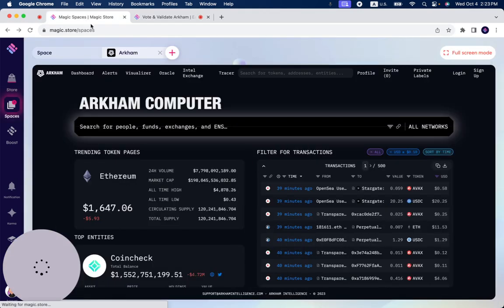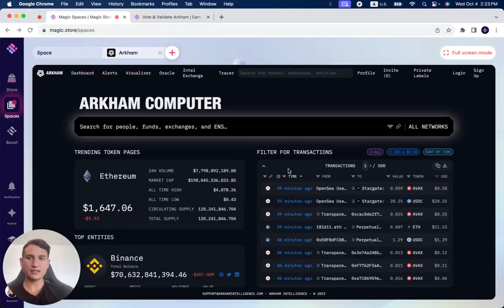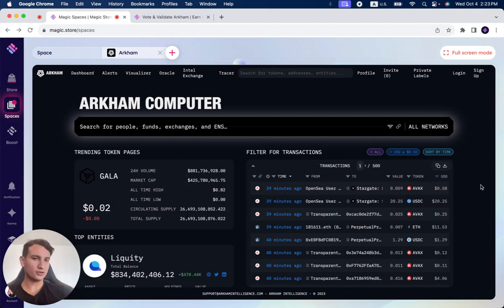Now, this is how Arkham looks like. Once you click on open, you can use all of its functionalities directly through the Magic Store, so you don't need to go to external browsers. You can sign up or log in here, and you can check out all the information, search for people, funds, exchanges, and ENS, directly through the Magic Store, as I've mentioned.